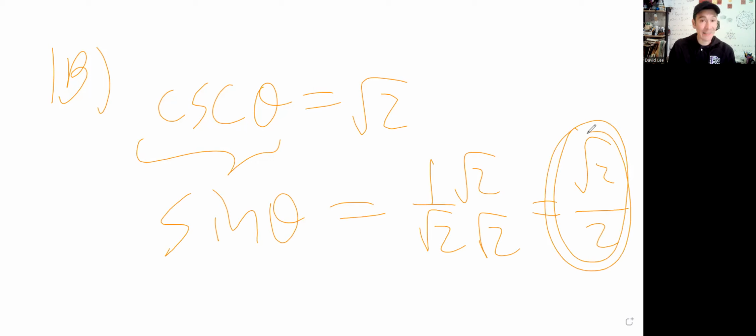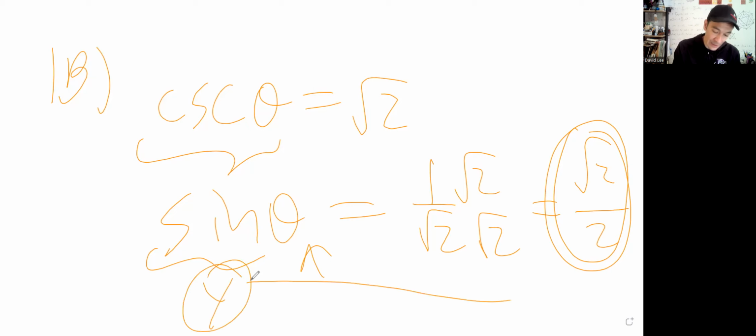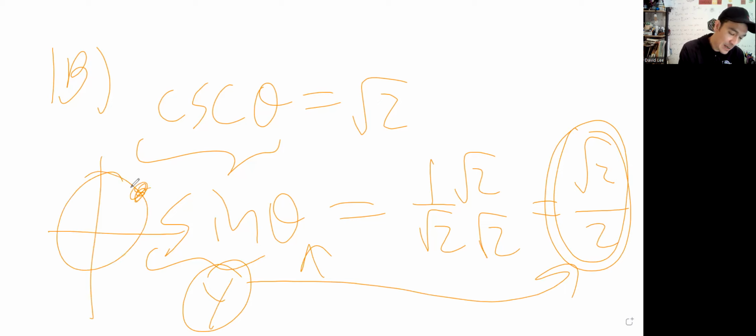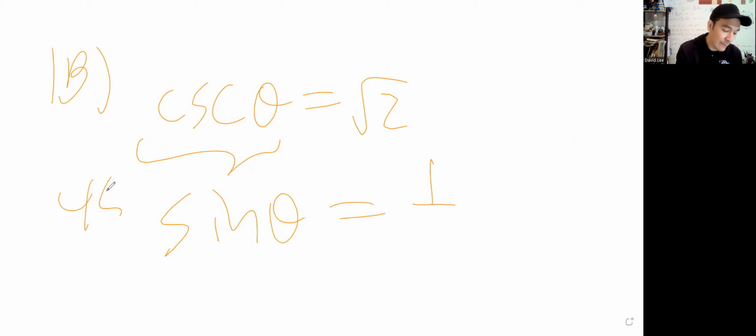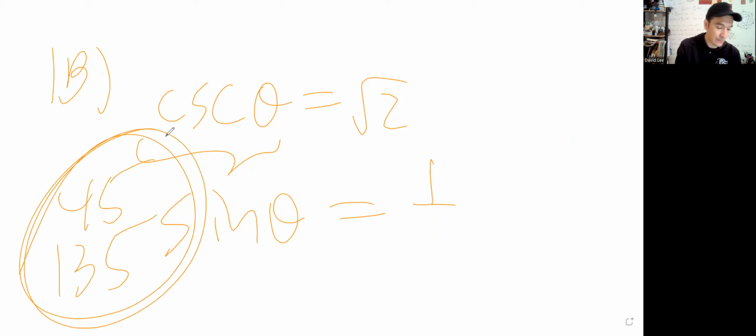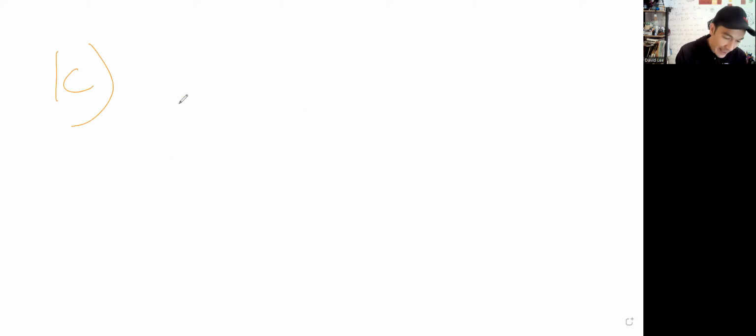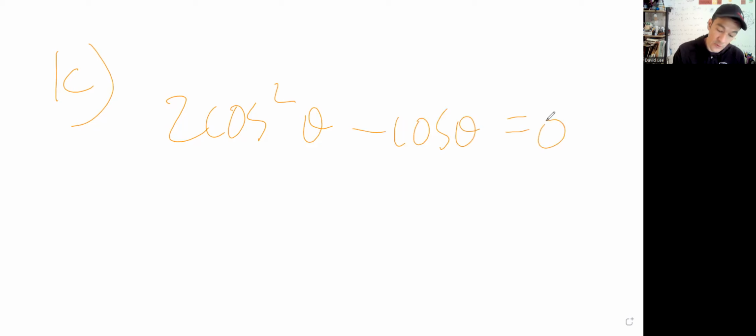And this is a number that we recognize big time. So sine is the y coordinate. Theta is an angle. Where is theta? Give me an angle where the y coordinate is positive square root 2 over 2. On the unit circle, that would happen here, and that would happen there, which is why the answers would be 45 and 135. So 45 and 135 for 1b. For 1c, we have 2 cosine squared theta minus cosine theta equals 0.